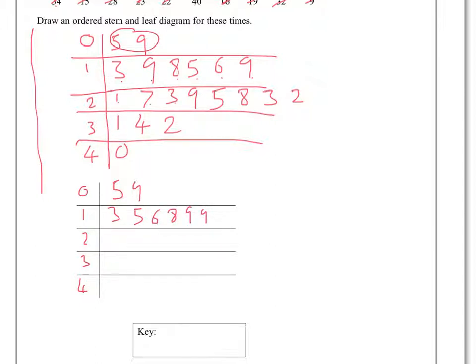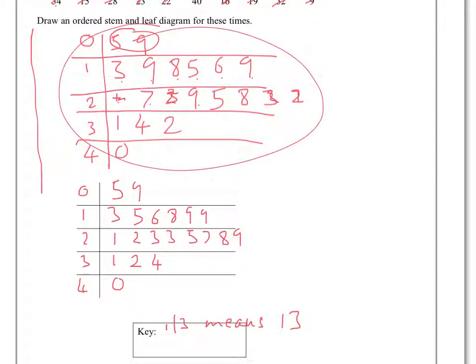1, 7, 3, 9. Again, we'll put these in order. So 1, 2, 3, 3. So let's just cross out the ones we've done. 5, 7, 8, 9. 1, 2, 4. 0 in there, and then the key, so I'm going to pick 1, line 3, and remember it's much better to write means 13 than it is to put equals 13 there. But 3 marks, 1 for this stage, 1 for putting the leaves in order, and 1 for having the key.